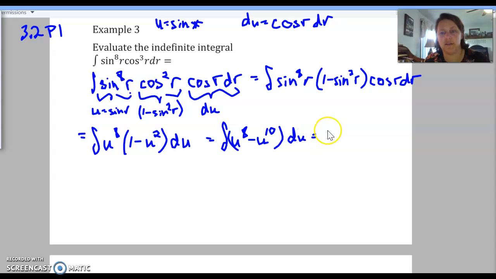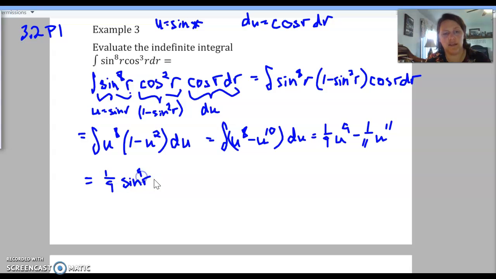And now the integral is 1/9 u to the 9th minus 1/11 u to the 11th. And now we're ready to substitute back in. So our final answer is 1/9 sine r to the 9th minus 1/11 sine to the 11th r plus c. And that's your final answer.